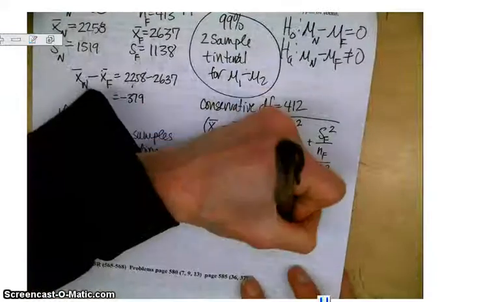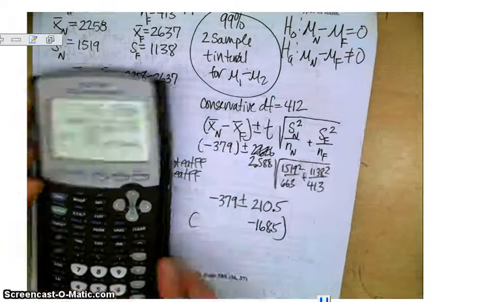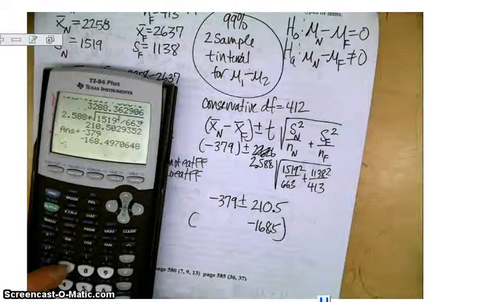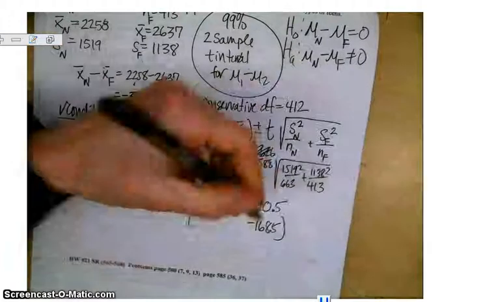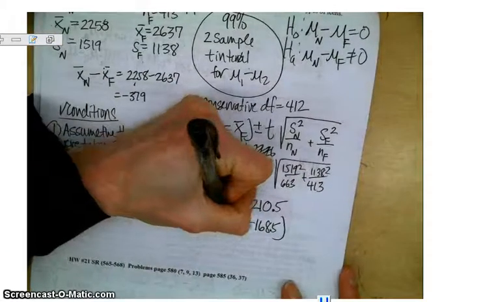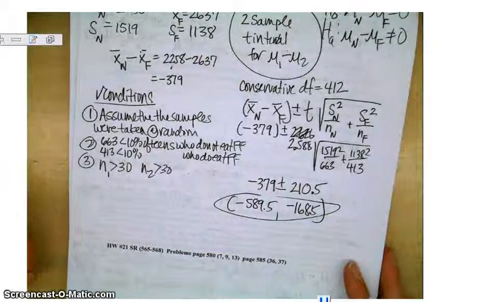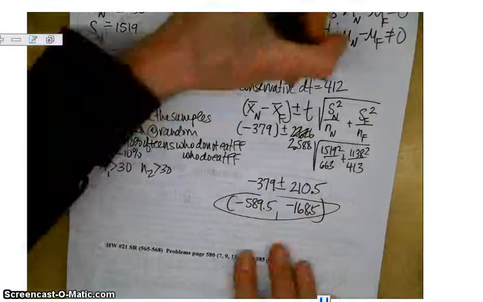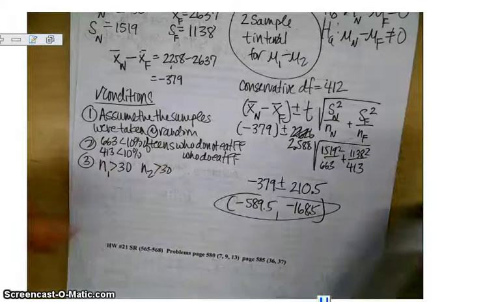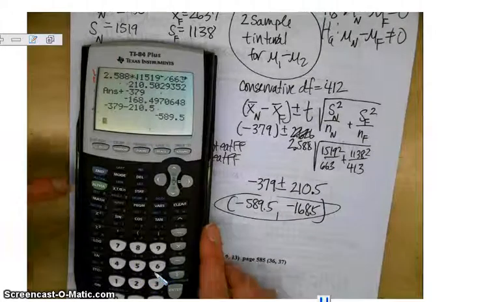So the upper end of this interval is negative 168.5, and the lower end is negative 589.5. So that's by hand. There's your distribution. My degrees of freedom was 412. Doing it on your calculator is a little bit shorter.